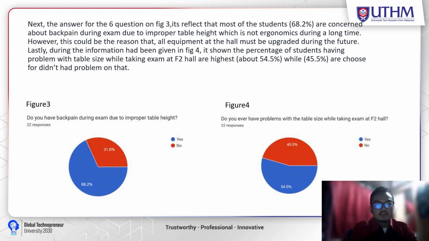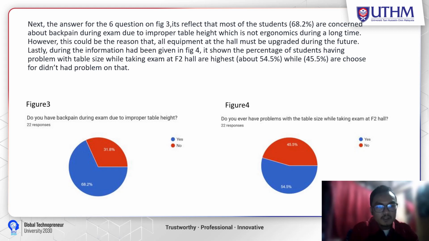For the next slides, question 6 in figure 3 reflects that most of the students, 68.2%, are concerned about back pain during exams due to improper table height, which is not ergonomic over a long time. However, this could be the reason that all equipment in the hall must be upgraded in the future. Lastly, the information in figure 4 showed the percentage of students having problems with table size while taking the examination in F2 hall is highest, about 54.5%, while 45.5% chose that they didn't have a problem.